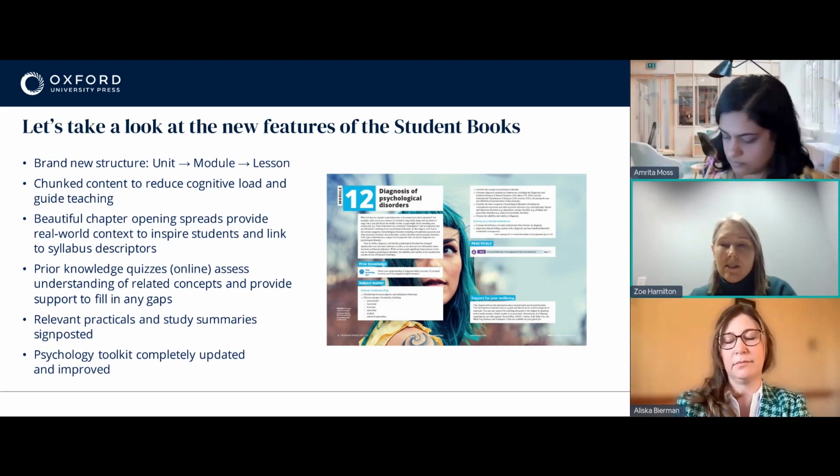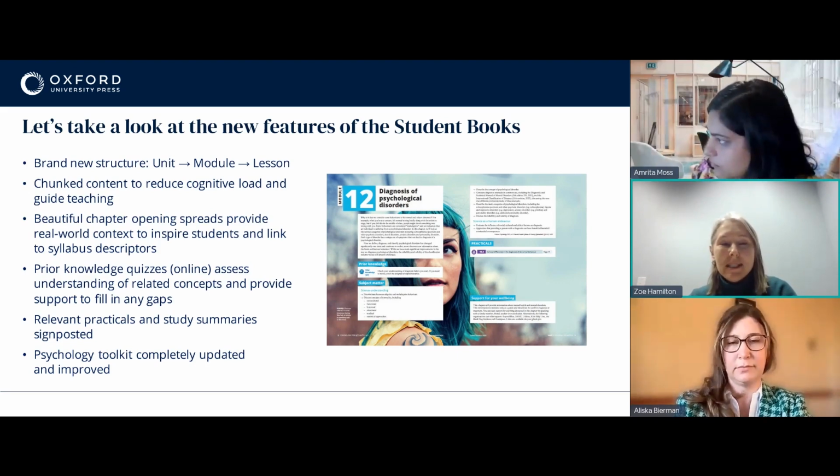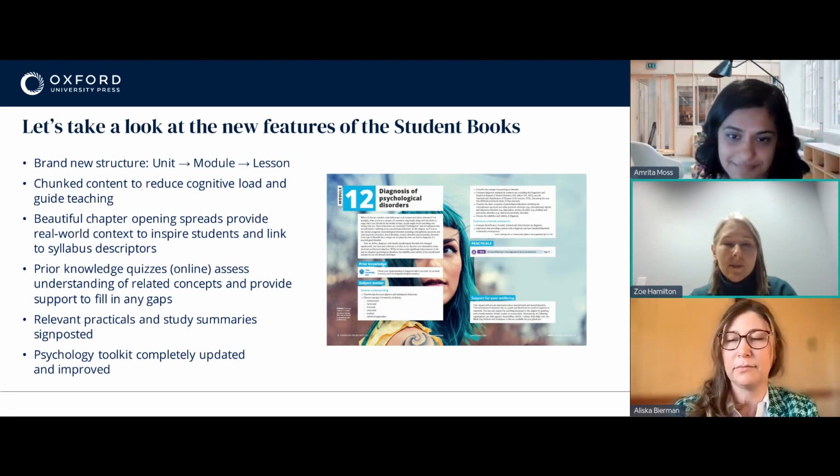We've got a list of practicals on the front, and what we will also provide are study summaries, so they will be available online and signposted on this module opening page. Even though the studies have been reduced, they still exist and they're still difficult for students to access, so these summaries will be prepared to assist students. And as Amrita and Aliska have mentioned, we have completely updated the psychology toolkit, so there's a lot more support for statistics there.